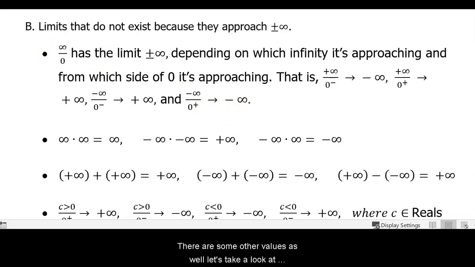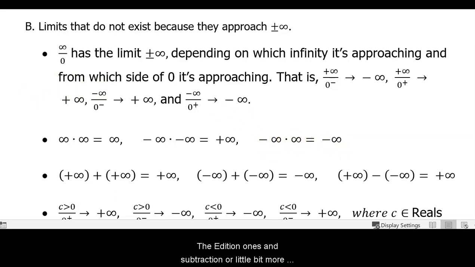There are some other values as well. Let's take a look at some of the others. What is infinity times infinity? Well, they agree. Let's go to infinity. What about negative infinity times negative infinity? Let's go to positive infinity. Woo! Off they go. Negative infinity times infinity, negative infinity, not a problem.